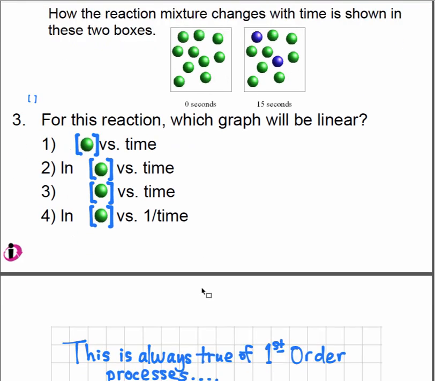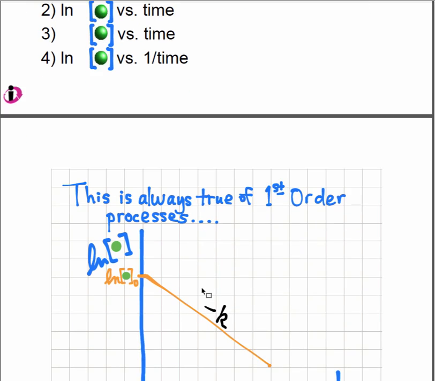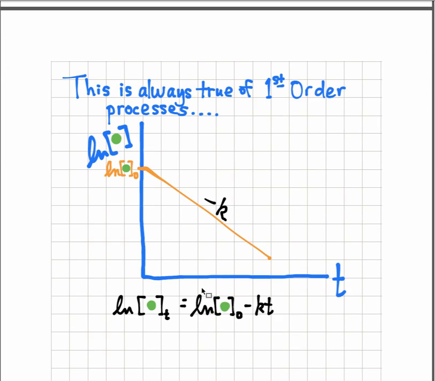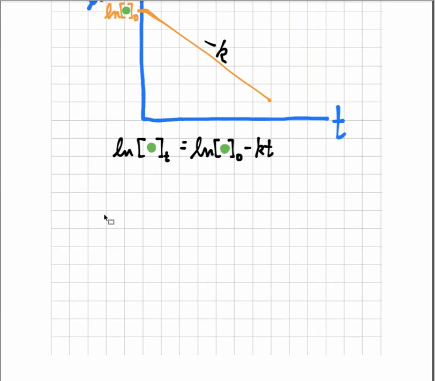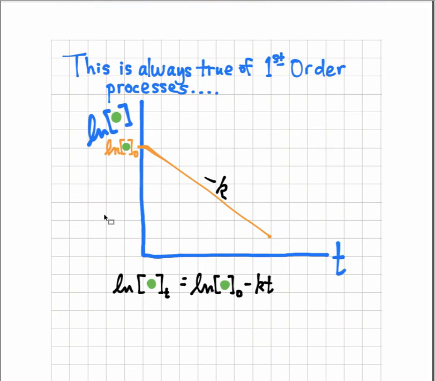Well, if you've memorized your graphic relationships in first order, second order, zero order, you know it's the natural logarithm of the concentration versus time, and the intercept on the y-axis is that. Again, this is in the y equals mx plus b. Here we have a negative slope, and that's a negative k. Well, yeah, negative k is the slope. In any case, memorize that relationship for the first order. The natural logarithm linearizes everything.